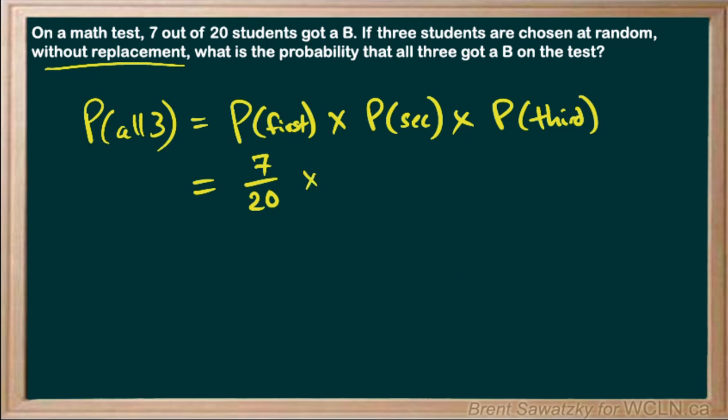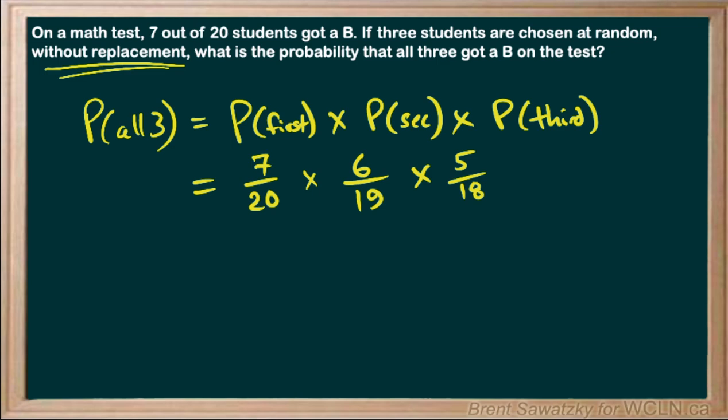What about the second? Now, again, we go back to the fact that there's no replacement here, and that does impact it, because now we only have 6 Bs left in our selection. And we also have 19 students total, because one has already been chosen, and that particular one was a B. So the third, again, without replacement, tells us that we only have 5 Bs left, and we only have 18 total students left. So there we go.